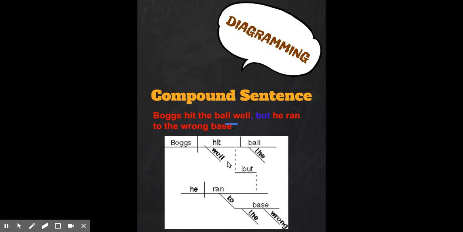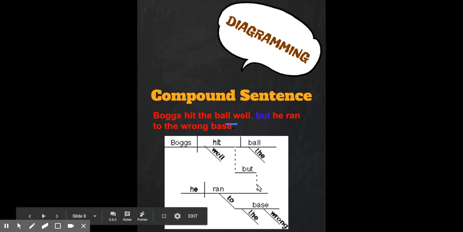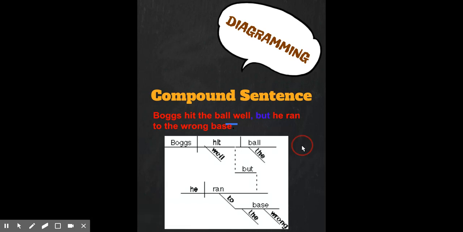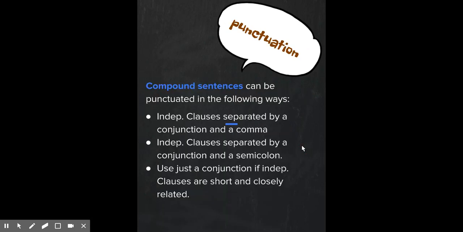And when we diagram compound sentences, we use this little dash line, and then we put the conjunction straight across, and then the dash line again. A couple notes on punctuation with compound sentences. Independent clauses are separated by a conjunction and a comma, like we just saw with the word but. That's the conjunction, and the comma is there.